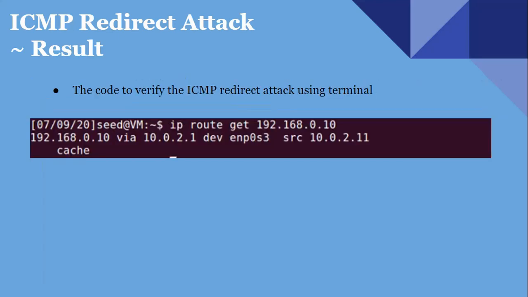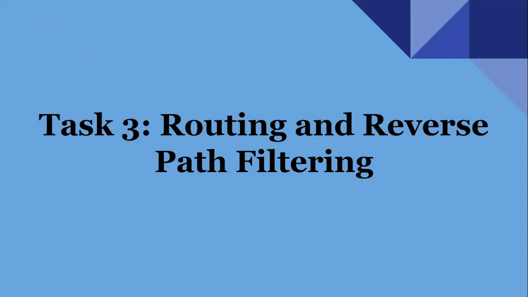Besides that, we can also verify the attack that has been launched using the terminal, by using the ip route get function. Once we use it, this is the real destination. The output will pop up like this, which means this is our destination. This is our gateway address, 10.0.2.1. Source 10.0.2.11 is our attacker IP address. So this means that our packet has been redirected. With that, I pass to Muhammad Azim to explain task 3, routing and reverse path filtering.